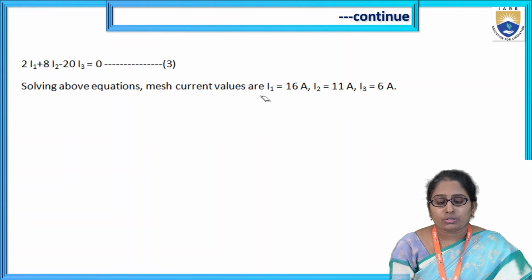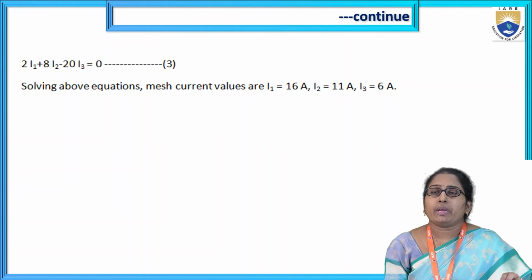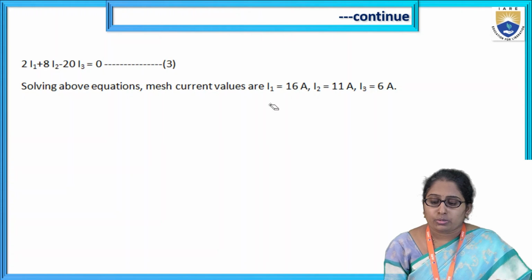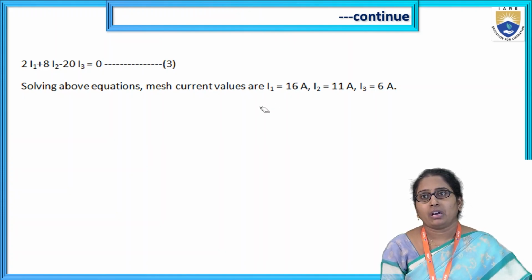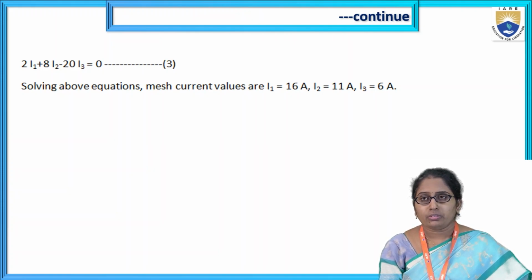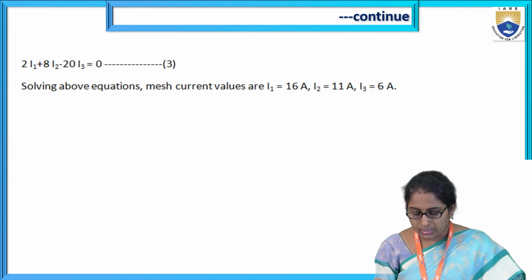So finally, the values of I1, I2, I3, which are the mesh currents, are: I1 is 16 amperes, I2 is 11 amperes, I3 is 6 amperes. That is how the mesh currents are calculated for this circuit. This is a 3 mesh circuit, which is why we have 3 equations. A little bit big problem, we can say.